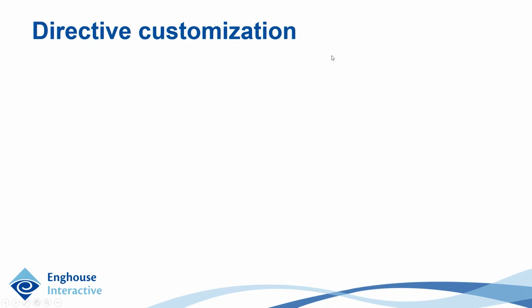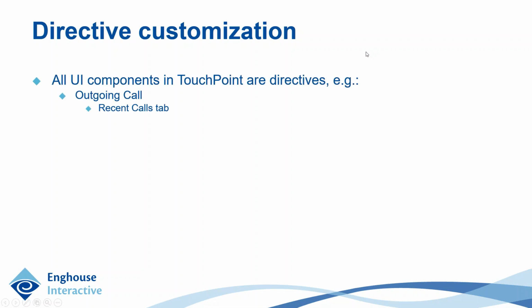And this topic is something that probably hasn't been explained too much before, so I'm going to spend a little bit of time on this. It's directive customization. What I mean by directives is the fact that any UI component in Touchpoint that you see is a directive. For example, the outgoing call is a gadget, but it's a gadget that's controlled by a directive in the code. And that directive contains its own set of directives, one for each tab. So the recent calls tab is a separate directive.